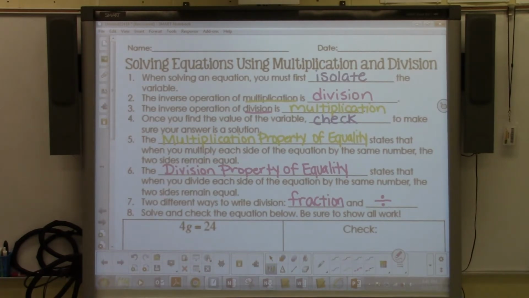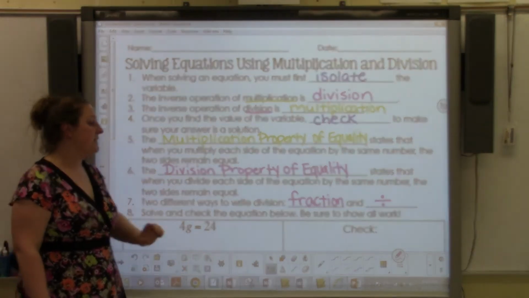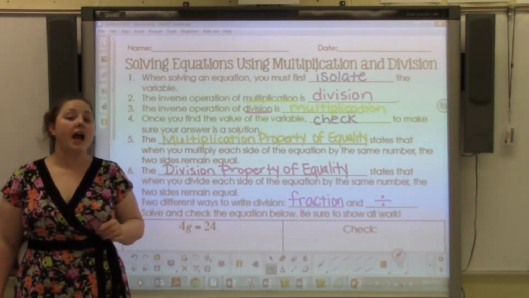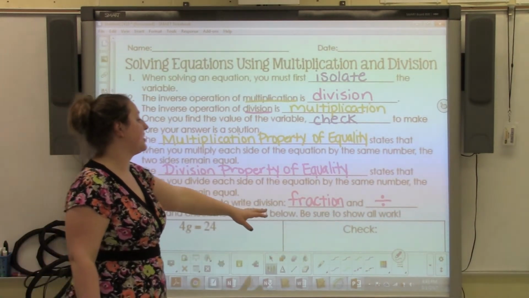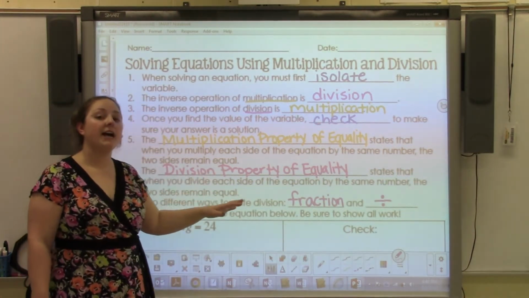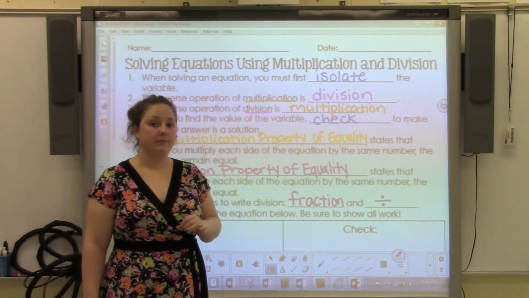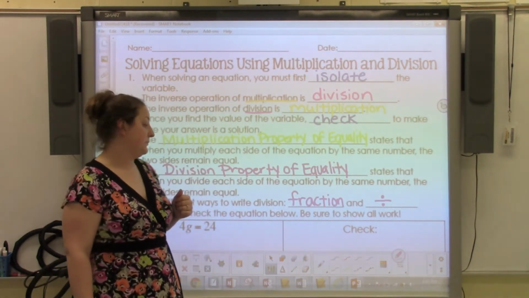There are two different ways to write division. One is as a fraction. The other is by using the division sign. Neither is wrong. However, especially when you get to high school, you're going to see a fraction bar used more often. Remember, we've talked about this, that fractions are in fact division. That 1/2 is really 1 divided by 2, and that's where we get the decimal.